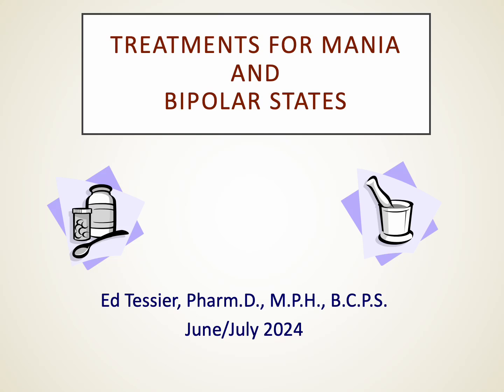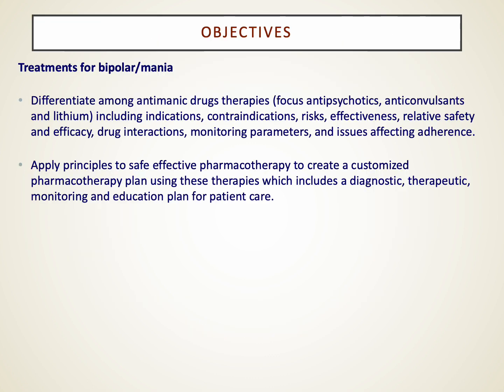Welcome back to Therapeutics. In this third set on themes in mental health, we'll talk a bit about the agents used for mania and bipolar states. We'll differentiate among the treatments used for mania, including antipsychotics, antiepileptic drugs, and lithium, and we'll indicate where these agents fit.